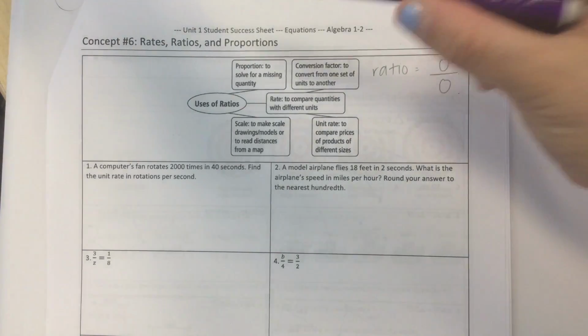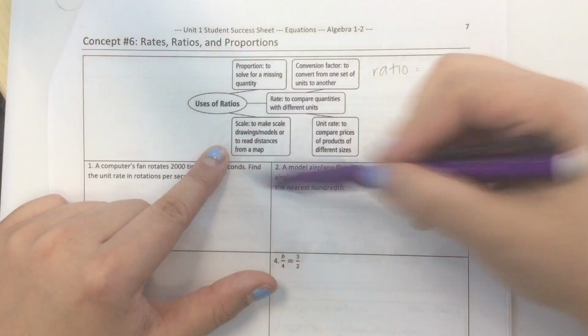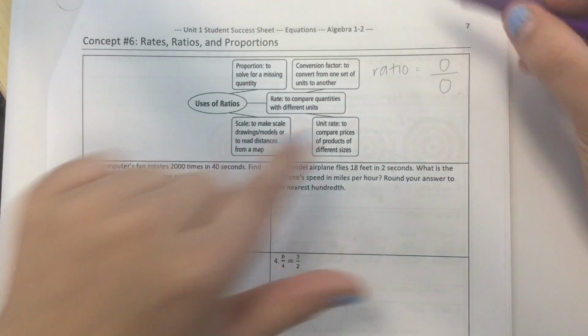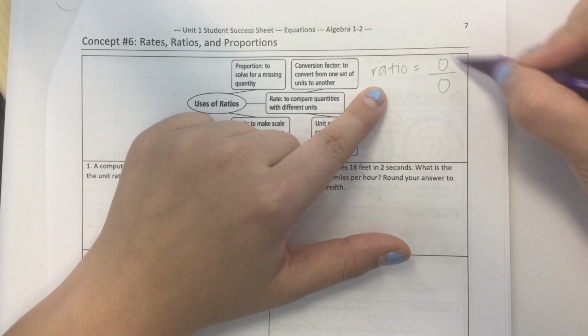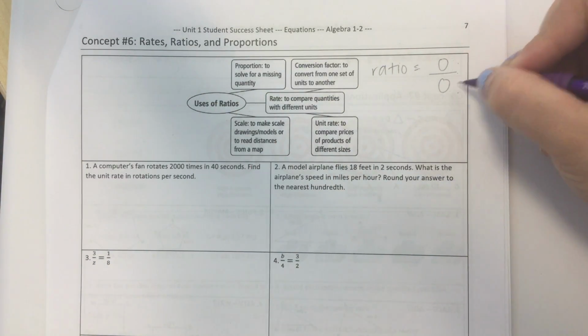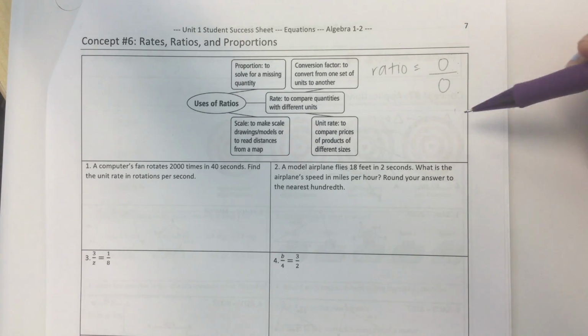Okay, concept number 6, rates, ratios, and proportions. So there's a little graphic here in the middle that tells you what each thing is. So we'll start with ratio. A ratio is a fraction. I have something divided by something, or something over something. Something that you might say is something per something.